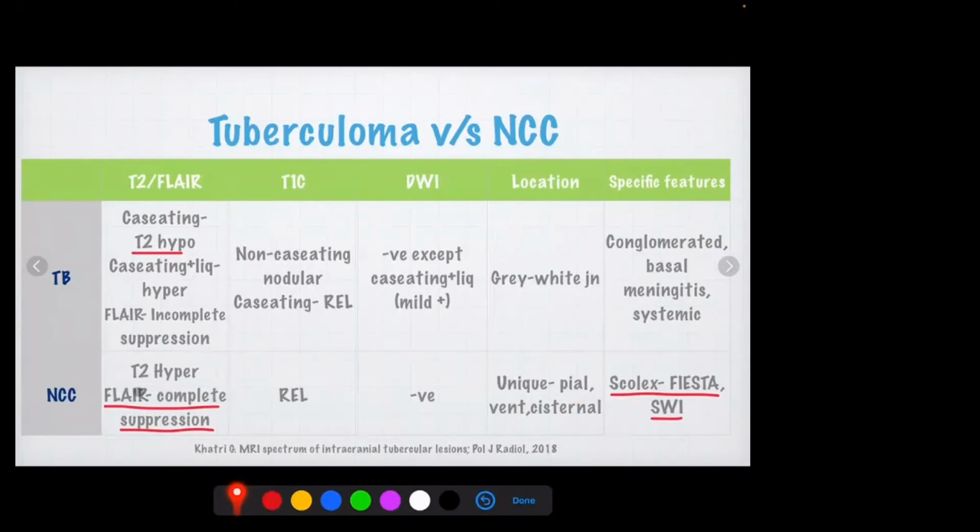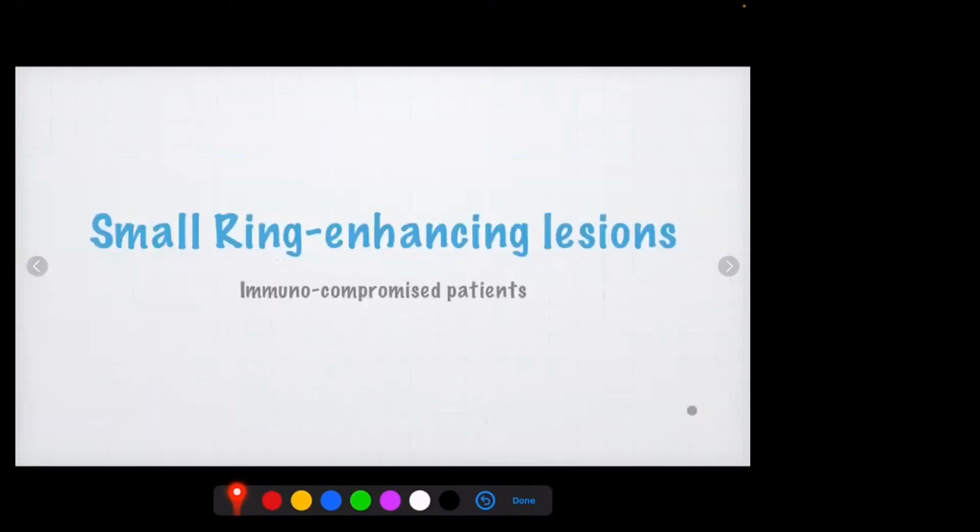So how do we differentiate? T2 hypointensity goes towards TB, and if we have complete suppression on a FLAIR image or a FIESTA image, like a CSF intensity, we are clear that this is frank fluid, and frank fluid does not happen in TB. It happens only in NCC, the vesicular stage. And if we can, we should make every effort to see the scolex on FIESTA sequence, the soft calcification on SWI, and the FLAIR image, which would differentiate from TB.